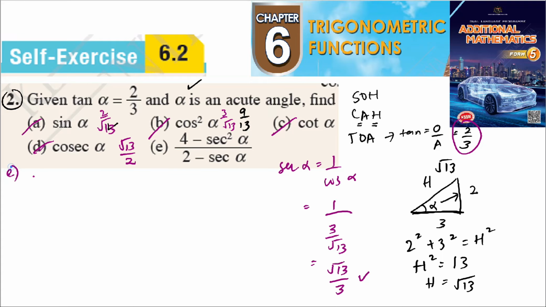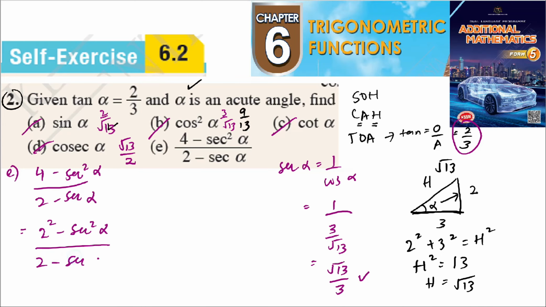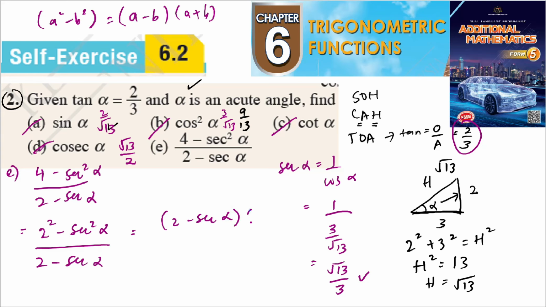Okay, now you have to substitute: 4 minus secant square alpha, divided by 2 minus secant alpha. You can directly substitute secant in here, or there is another easier way. You see here, 4 is actually 2 square, so 2 square minus secant square alpha divided by 2 minus secant alpha. You can factorize using a square minus b square equals a minus b times a plus b. So you get 2 minus secant alpha times 2 plus secant alpha, divided by 2 minus secant alpha. This can be cut off, so you get 2 plus secant alpha.